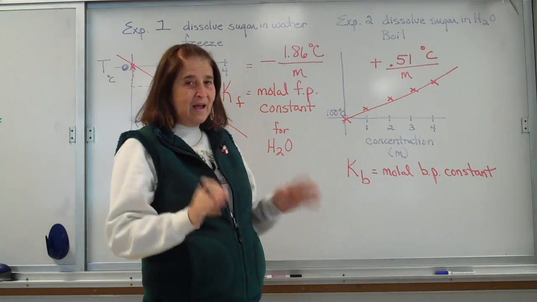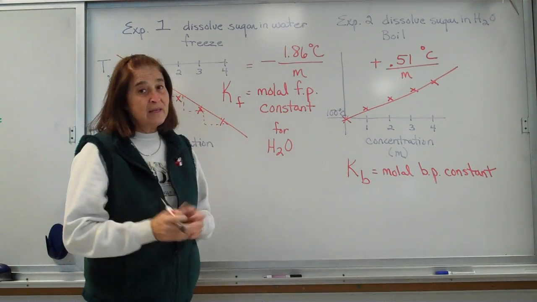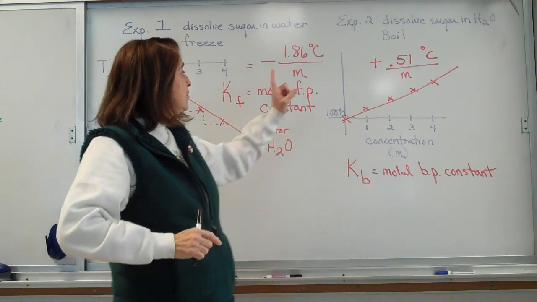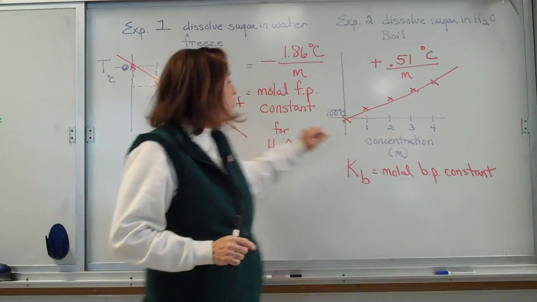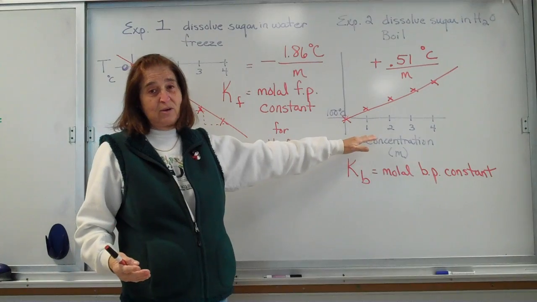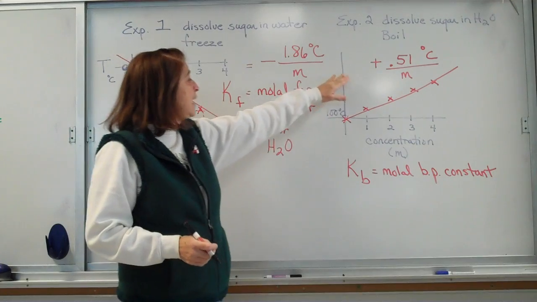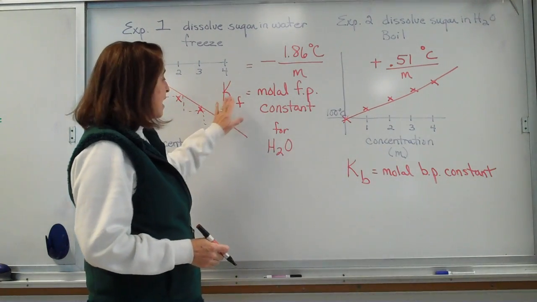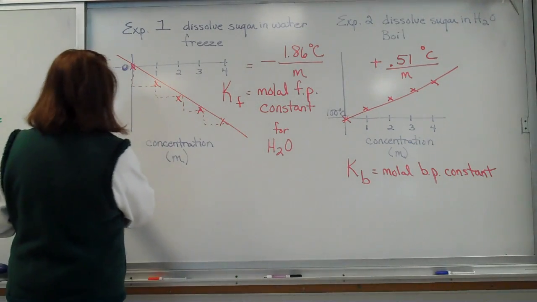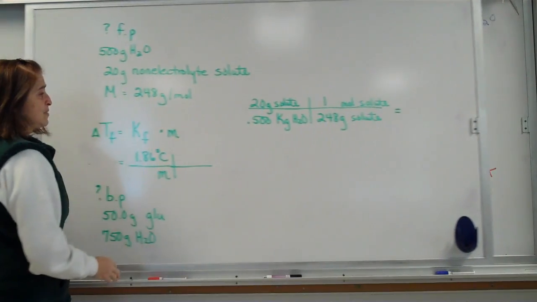All right, how are we going to use this mathematically? Well, the freezing point is going to depend on the concentration of our solution. The boiling point is going to depend on the concentration of our solution, but it's related to that concentration by a constant value, the Kf, the Kb. So let's look at some problems that we can work.